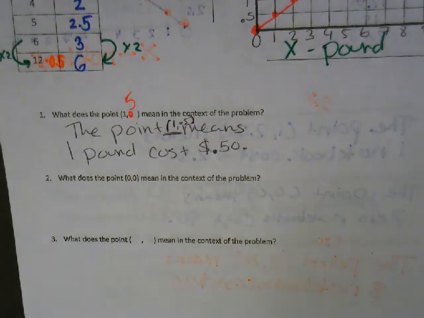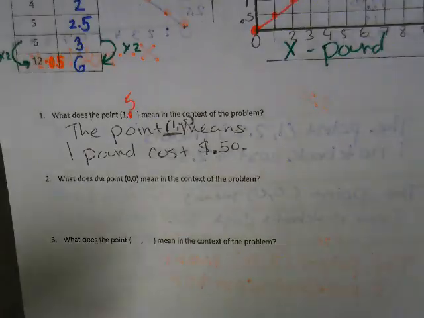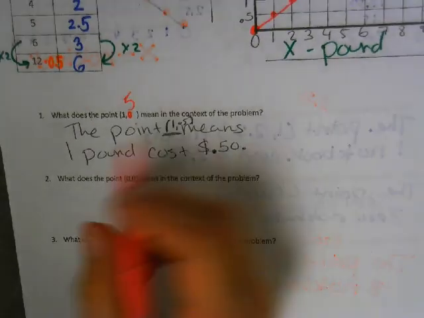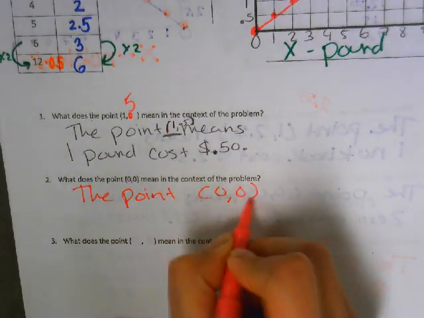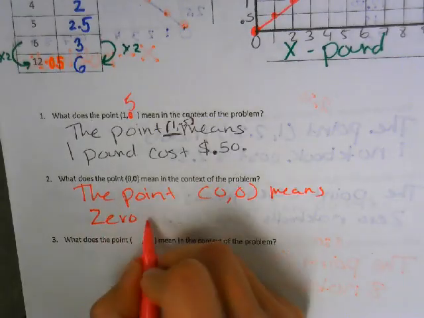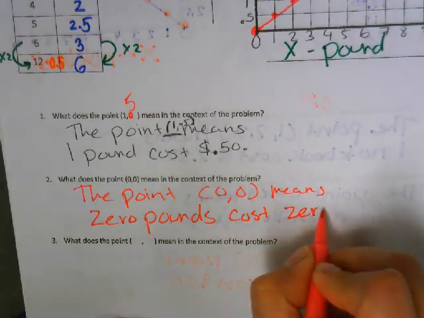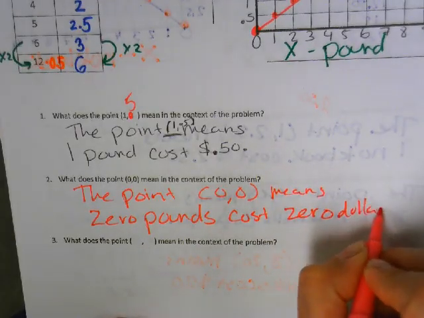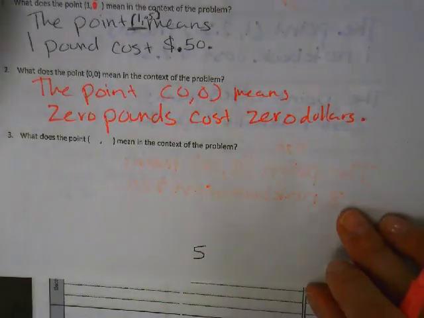What does the point 0, 0 mean in the context of the problem? The point 0, 0 means 0 pounds cost $0.